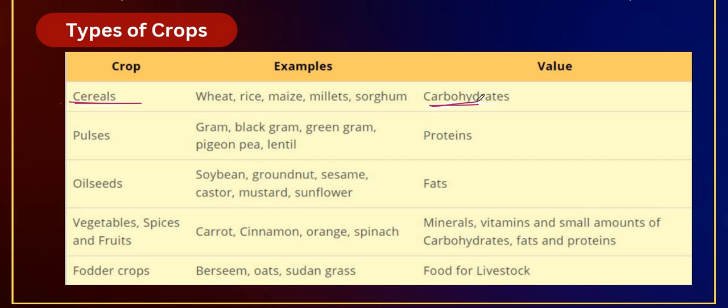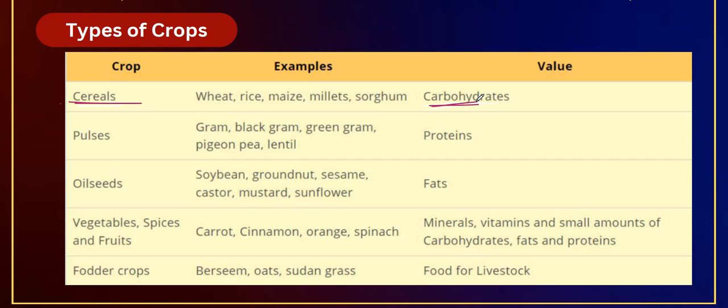Pulses like pigeon pea, gram, black gram, green gram, lentils, dal, several dals. These are all lentils and all the pulses. They provide us protein. Oilseeds, we have sesame, mustard, sunflower, soybean, groundnut. They provide us fat. Vegetables and spices like cardamom, cinnamon, carrot, orange, spinach, apple. These all provide us carbohydrates, fat, proteins, minerals, vitamins in extremely small amounts.